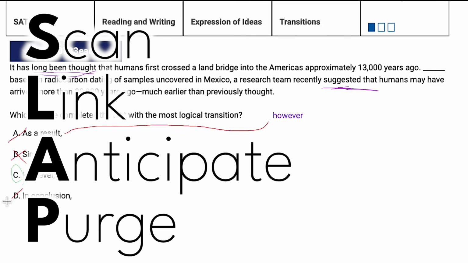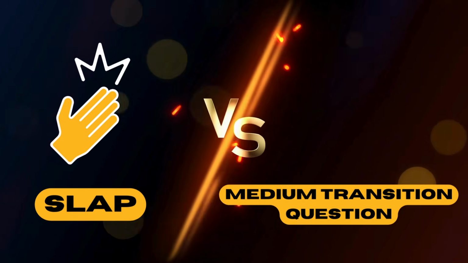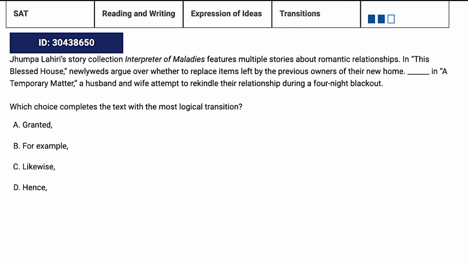Now I want you to try the SLAP method on a medium question. Round 2. All right, so pause the video, try this one on your own first, but here we go. Step 1, I'm going to look at my 2 sentences. In this case, the sentence starts from in this blessed house, newlyweds argue over whether to replace items left by previous owners of their new home. In a temporary matter, a husband and wife attempt to rekindle their relationship during a 4-night blackout.